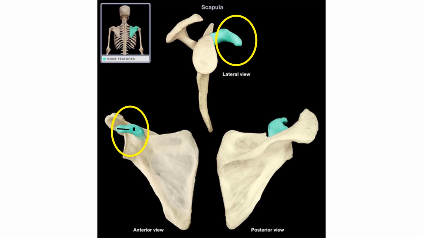If we look at the superior view in this picture, which is a lateral photograph of the scapula, you can see that the coracoid process is projecting anteriorly, and this coracoid process serves as a very good attachment for muscles and ligaments, and it looks like the head of a bird.